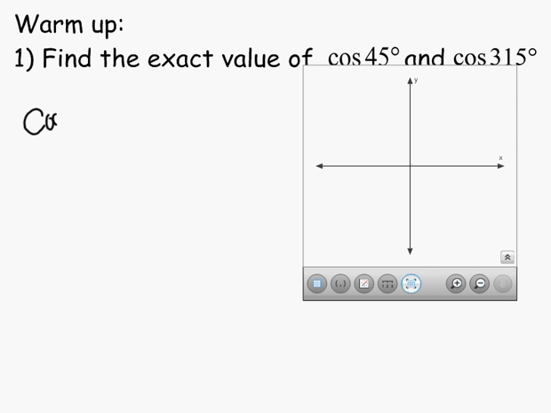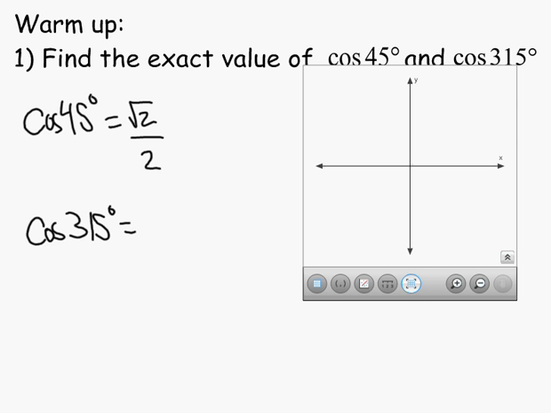Okay, so the cosine of 45 degrees, you might have memorized it by now. It's radical 2 over 2. To find the cosine of 315 degrees, I'm going to need to sketch the angle and use the reference angle to get that. So let's sketch the angle, 315 degrees. There is the initial side, and the terminal side should be about there. So this is my 315 degree angle.